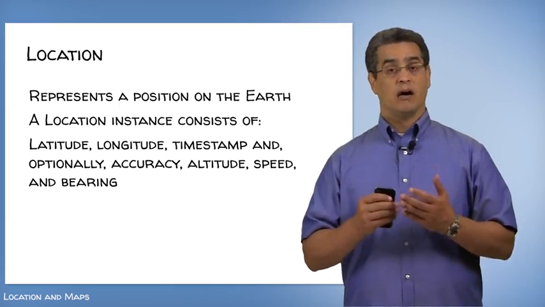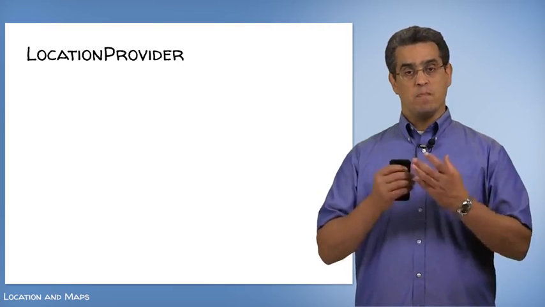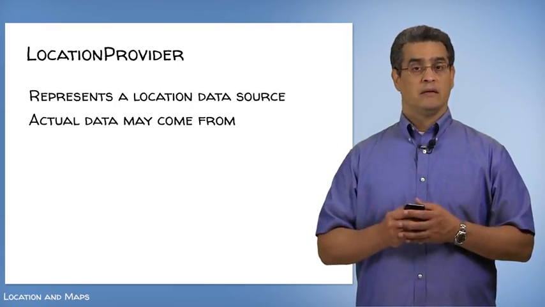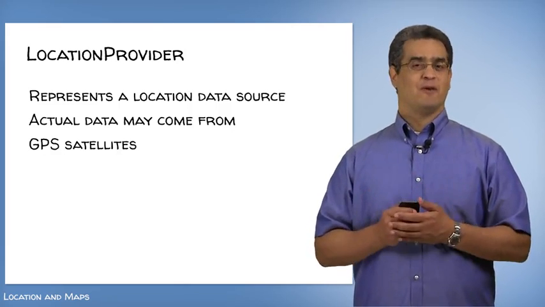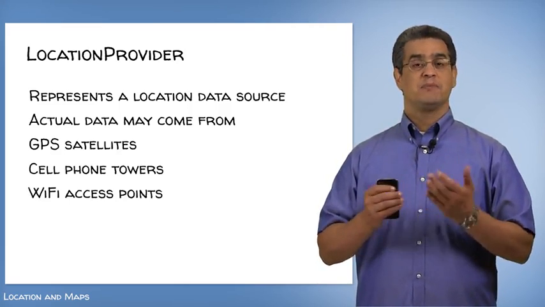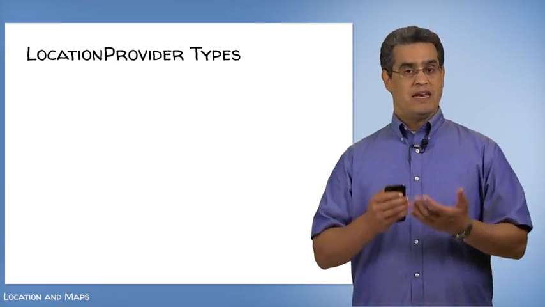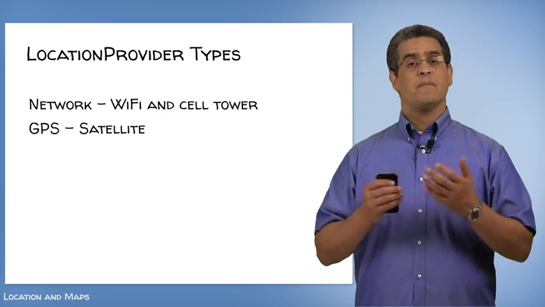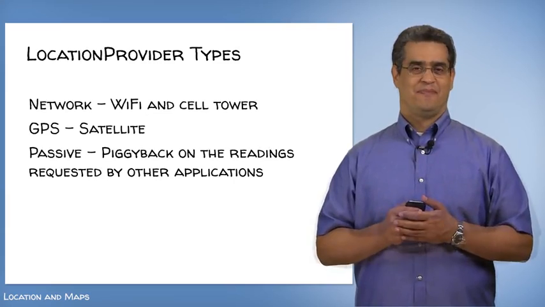Location information comes from location providers, and devices can have access to multiple location providers. Now, the actual data may come from sources such as GPS satellites, cell phone towers, and Wi-Fi access points. Specifically, applications can request information from the network provider, the GPS provider, and the passive provider. Let's look at each of these one at a time.